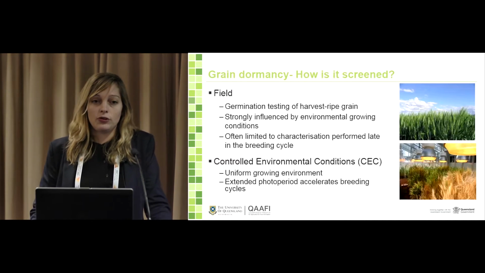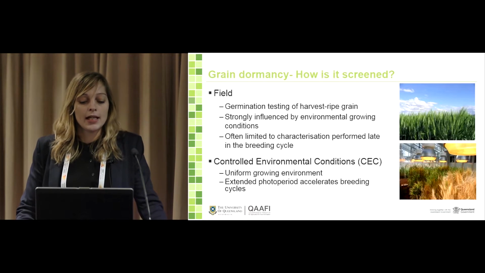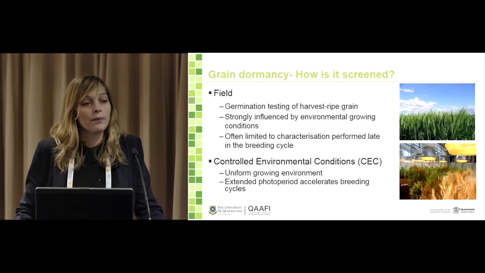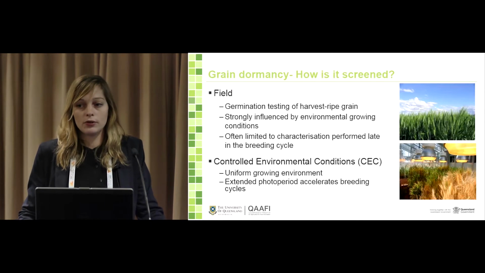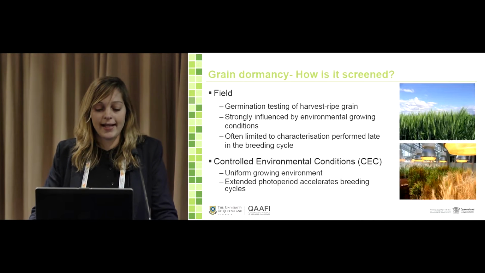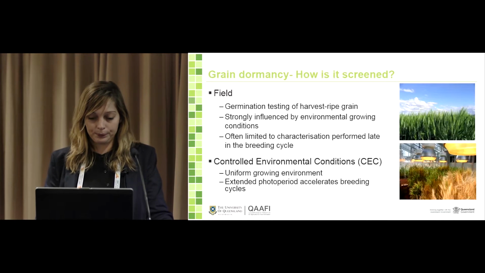So the idea was to do it in controlled environment conditions using the speed breeding system. So we would have a more uniform growing environment because we can control the temperature, the humidity, the photoperiod, but also because we could extend the photoperiod and accelerate the breeding cycles.